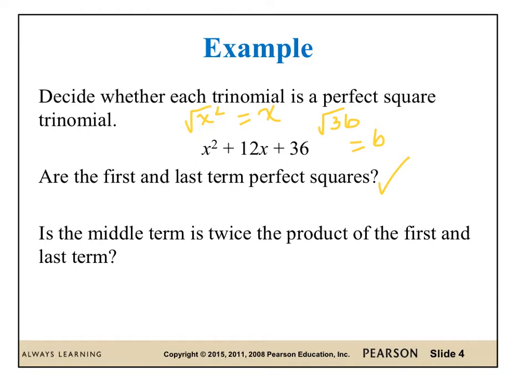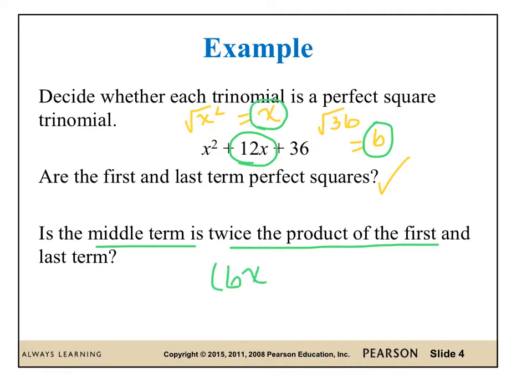And so once we know that, the middle term needs to be twice the product of the first and the last. Well, the product of the first and the last is 6 times x. And 2 times 6 times x is plus 12x. And so that's how you know this is a perfect square. And if you want to use that little trick, that's fine.